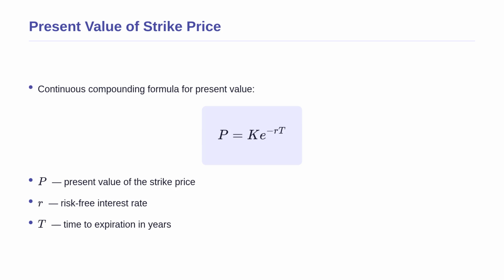of the strike price. Here, P is the present value, K is the strike price, R is the risk-free interest rate, and T is the time to expiration in years. The negative sign in the exponent pulls the future value backward in time to today. This tells us exactly how much cash we need right now to meet our future obligation. A lower present value makes the effective cost of buying the stock cheaper, making the call option more valuable today.